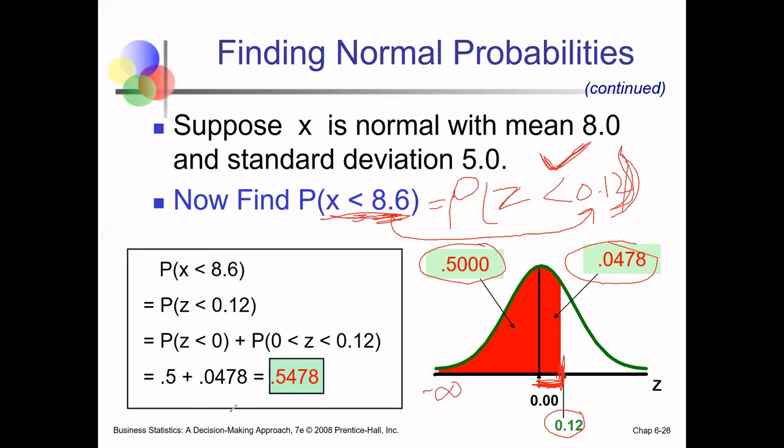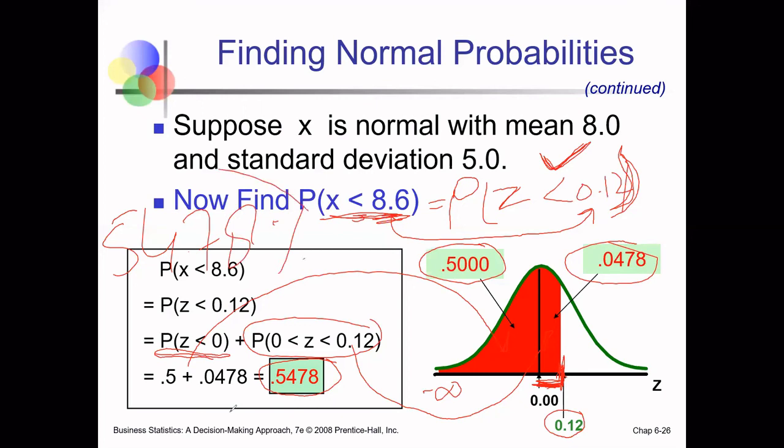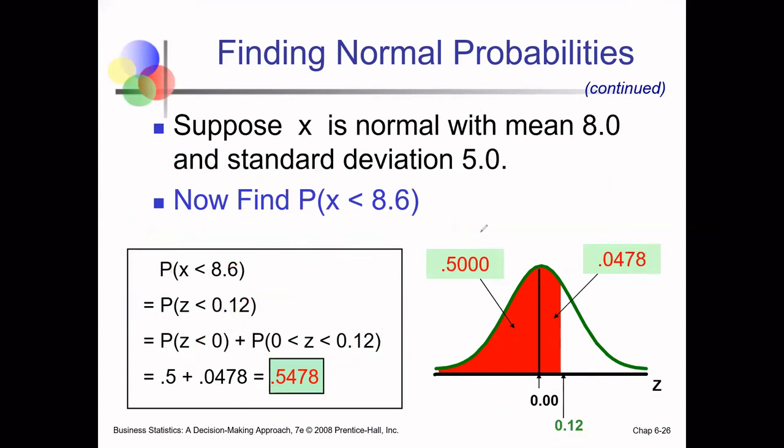We add both, just adding both of the areas: one is this area, and this other area belongs here. So by adding both of the areas, we get 0.5478. It means 54.78% of the area lies here as a whole. So this is the main concept of the normal distribution. And next we have two more methods.